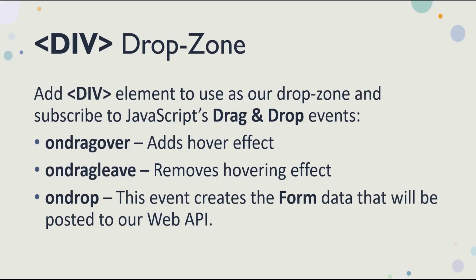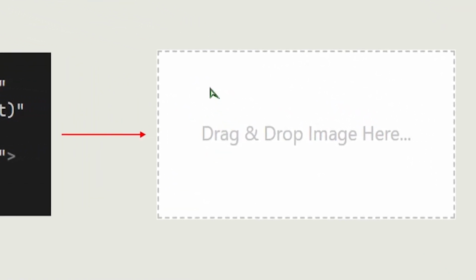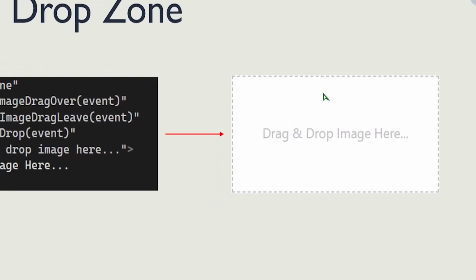It's going to subscribe to 3 different JavaScript events: drag over, drag leave, and drop. This is kind of what it'll look like. We'll have a div element. It'll have a class called drop zone because we're going to be adding some hovering effects when you move your mouse over it. This is what it's going to look like on the web page. When you hover your mouse over it, I just want to change the color of it so you can tell that you're hovering over it.